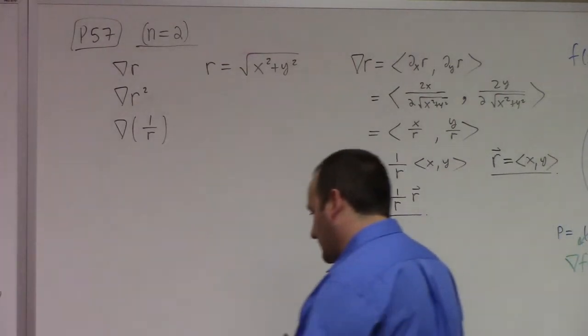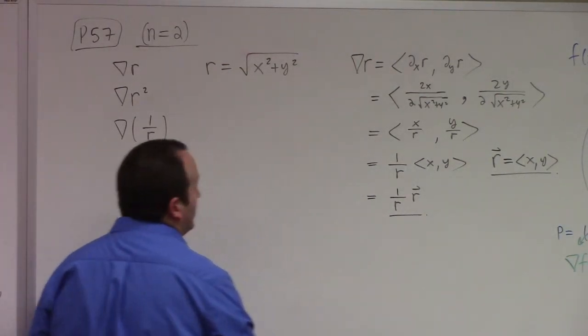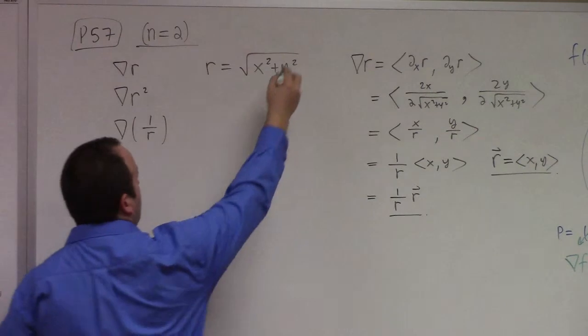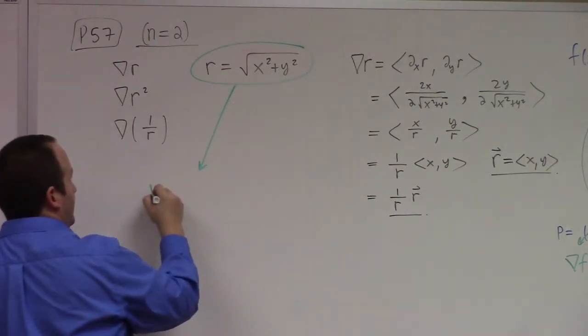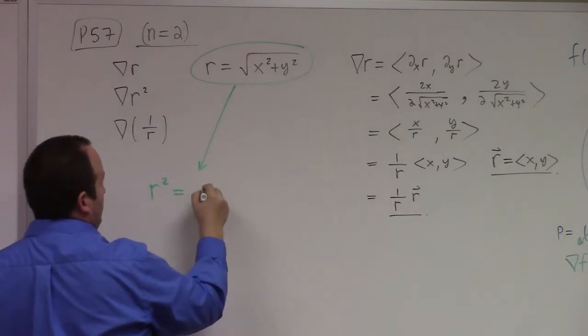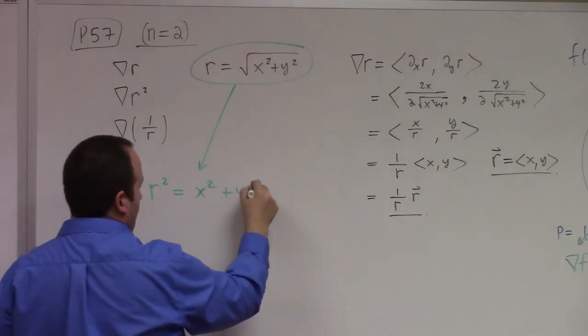Now, I think that's not a wrong way to do it, but there's a lazier way to do it. Let me show you. A lazier way to do it, I think maybe even a better way to do it, would be to look at it like this. This is r squared equals x squared plus y squared, right?